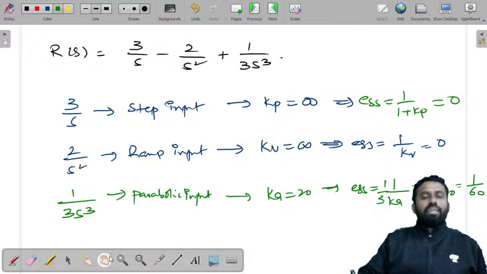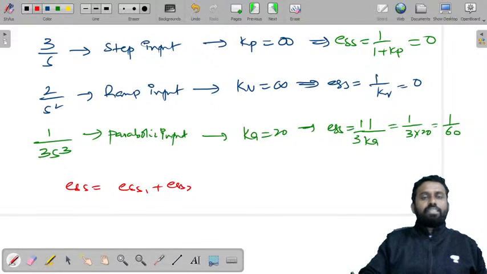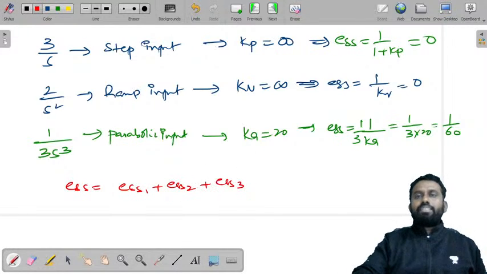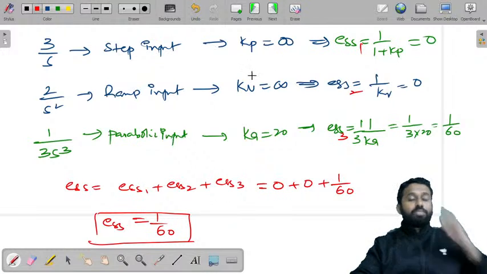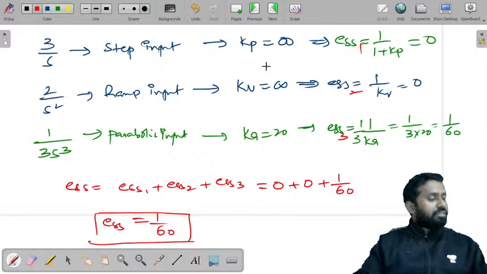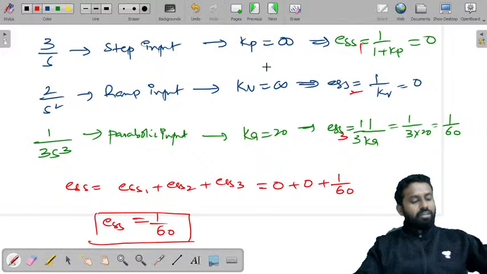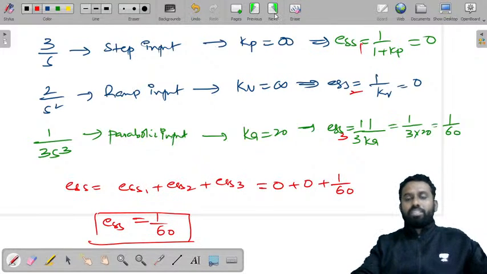Finally add all these. So ESS is equal to ESS1 plus ESS2 plus ESS3. That is 0 plus 0 plus 1 by 60, which will give you ESS equal to 1 by 60. So this is another way. The two problems that I have discussed in this session are very important as far as your external examinations are concerned, and you can also expect many more problems. There are different kinds of problems, but these are the basic fundamental problems that are generally asked in your examinations.